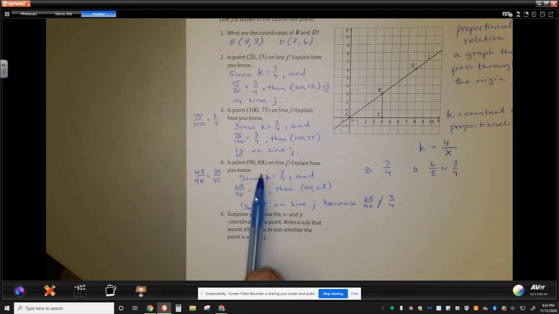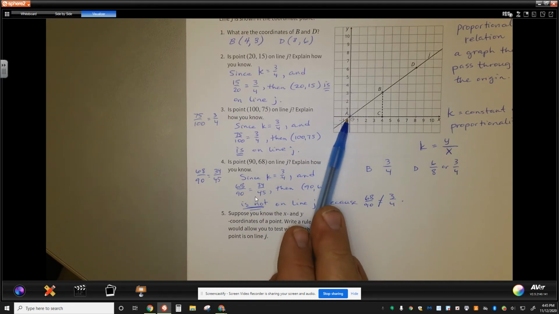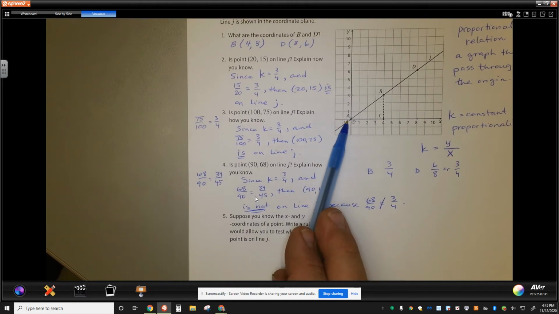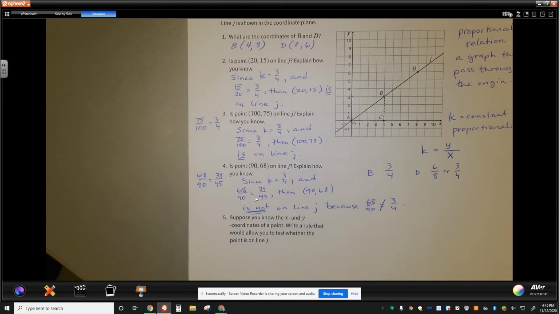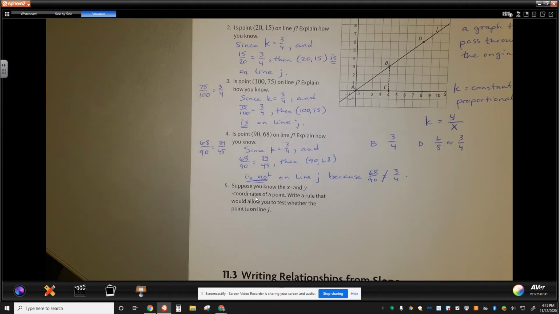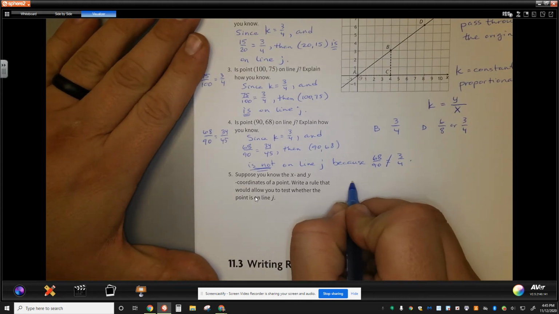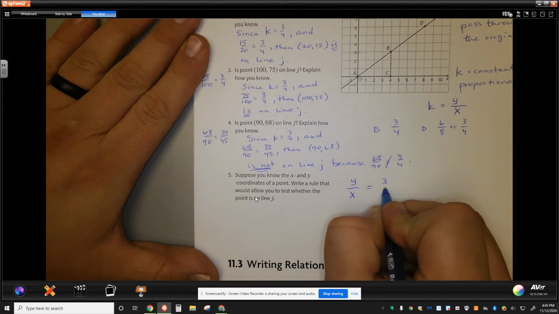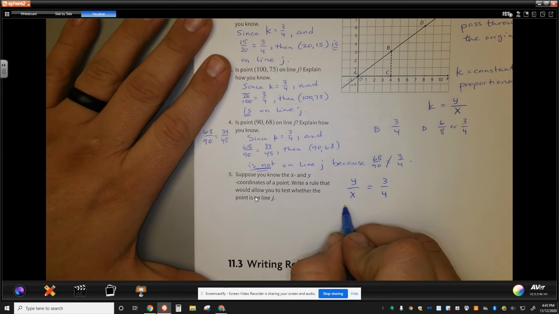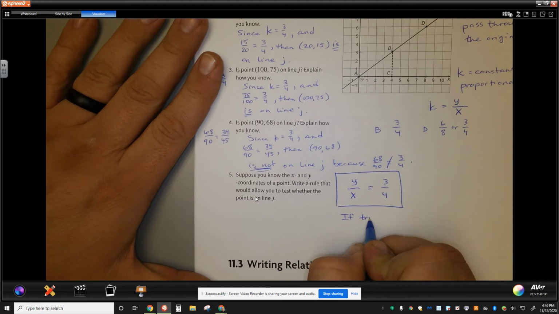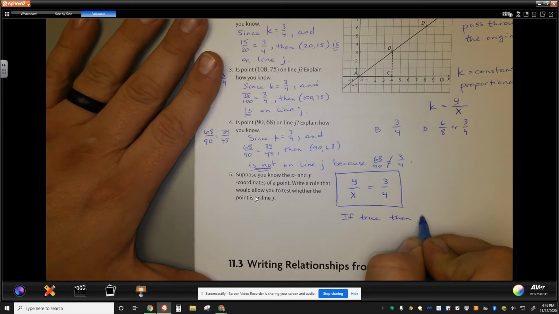So anytime that we see an ordered pair under a proportional relation that does not match with the constant of proportionality, then it's not a solution for that line. But if it does match up with it, then it is a solution for that line, meaning that it is located on that line. So suppose you want to know the x and y coordinate of any point, and you want to write a rule for this and test whether that point is on J. What we know about this is if I take the y coordinate divided by the x coordinate, and that's equal to my constant of proportionality 3/4, then I know if this comes out true, if true, then the point is on the line.